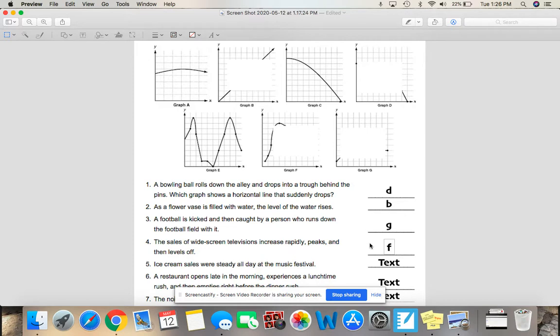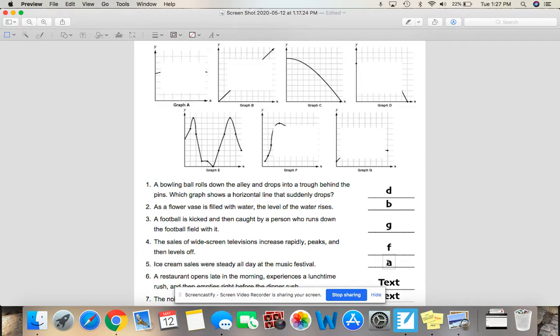Okay, ice cream sales were steady all day at the music festival. So they were steady. That right here looks like graph A. Okay, right? It looks pretty steady throughout the day. Maybe there was a little bit of a peak, but then it went back down to a steady constant rate. So graph A is going to go with our ice cream sales.